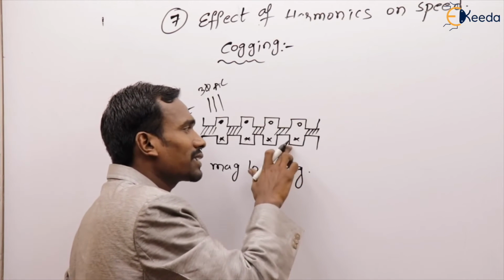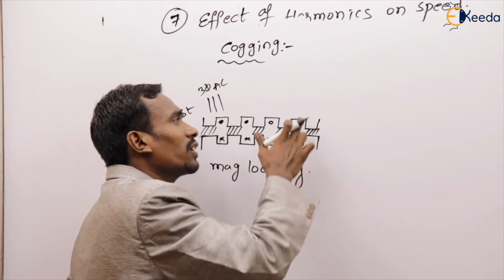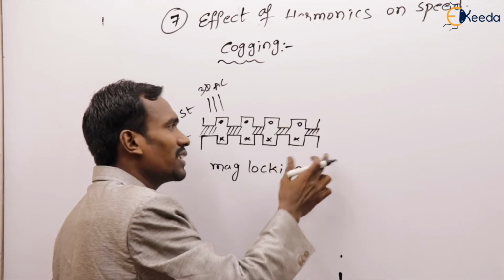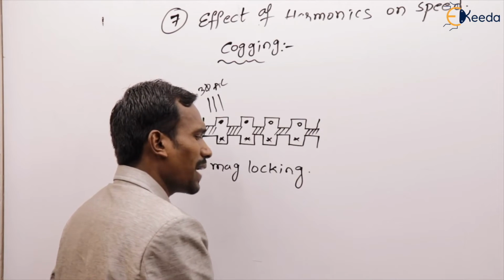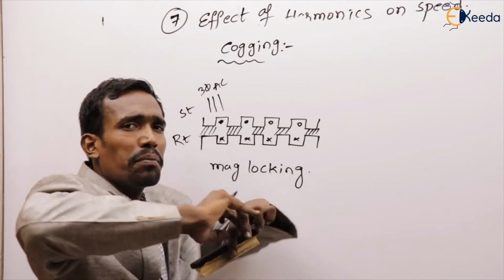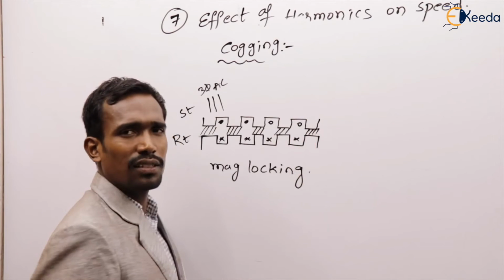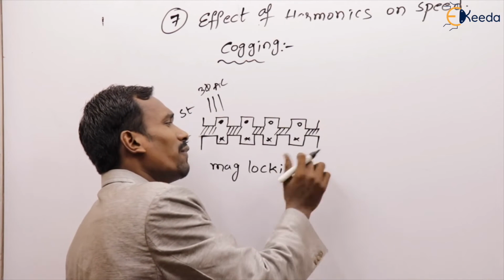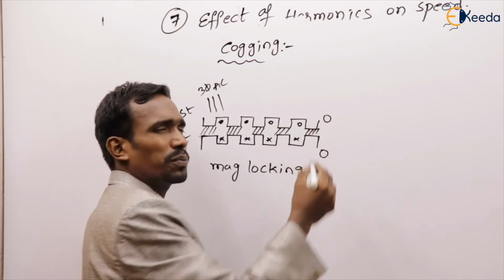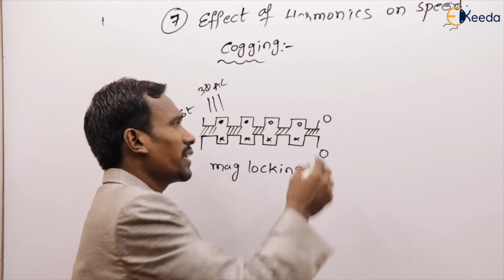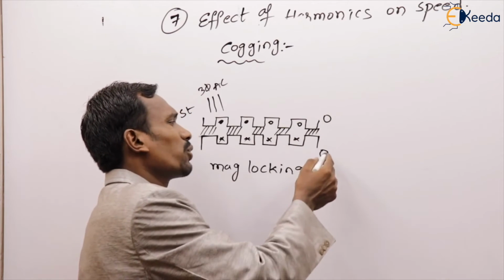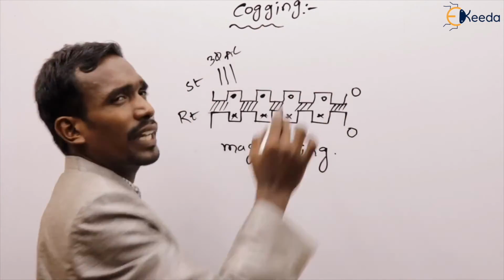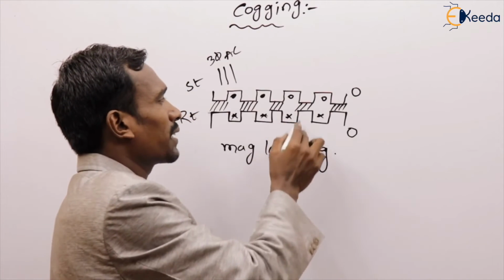The rotor slots are magnetically locked with the stator slots. Generally, what is the speed of the stator slots? Zero. That's why our rotor slots are also at zero speed. This phenomenon is called cogging due to magnetic locking.